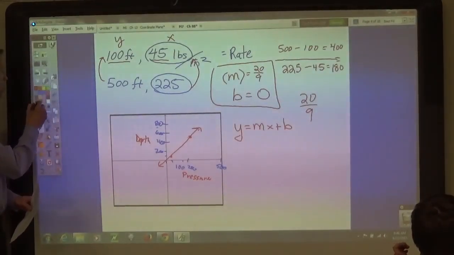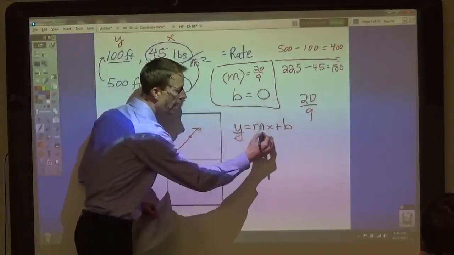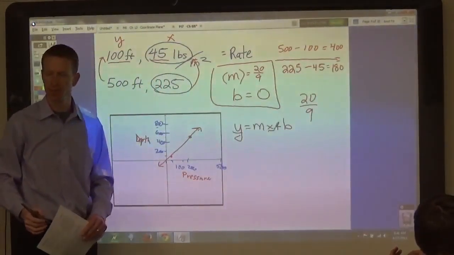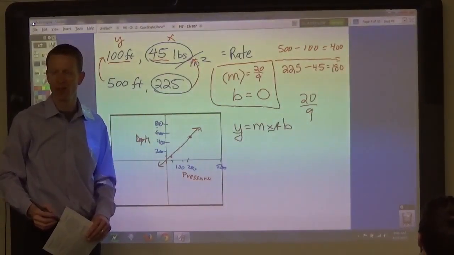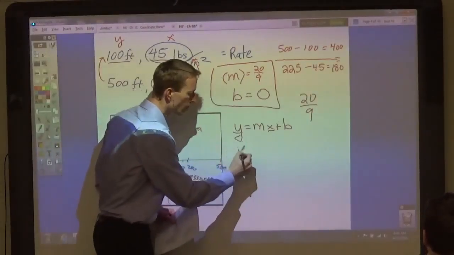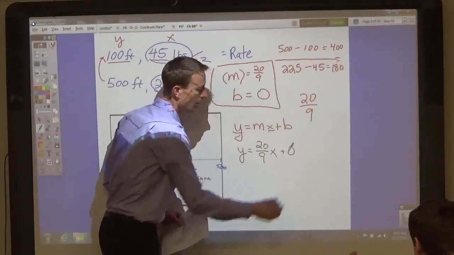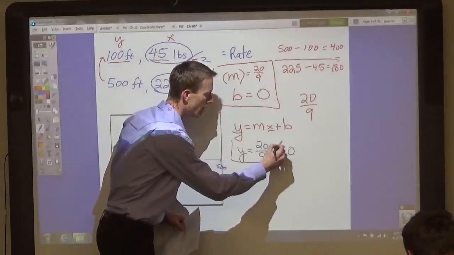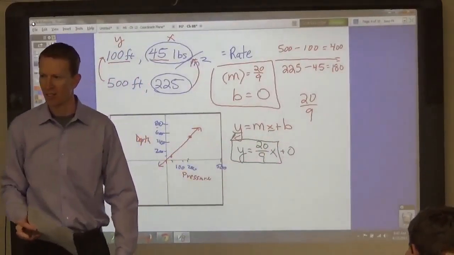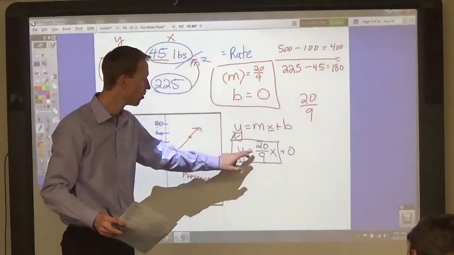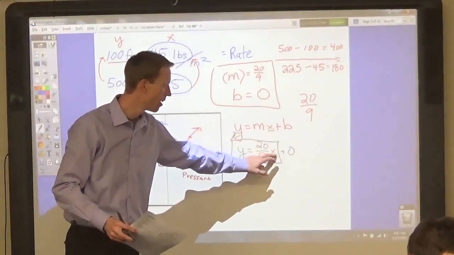No, we're going to write an equation. We're going to use y and x, those letters in our equation. Lydia? Y equals 20 over 9 x plus 0. Or you could just have it like this. You could either have plus 0 or not. I don't really care at this point. Okay? So either just y equals 20 over 9x or y equals 20 over 9x plus 0.